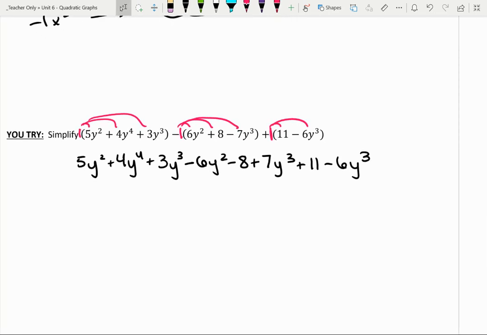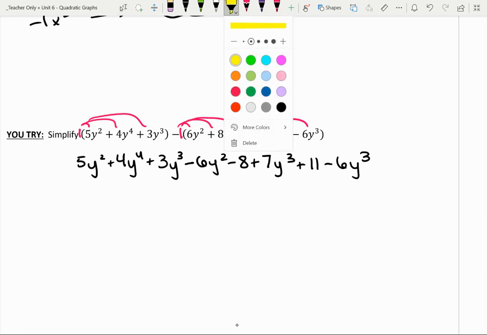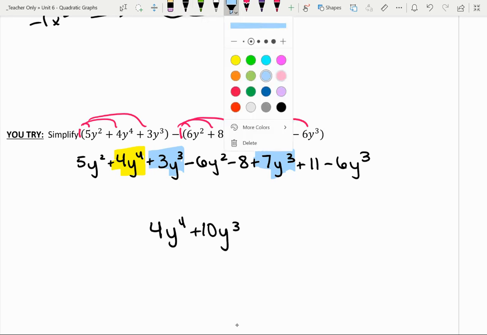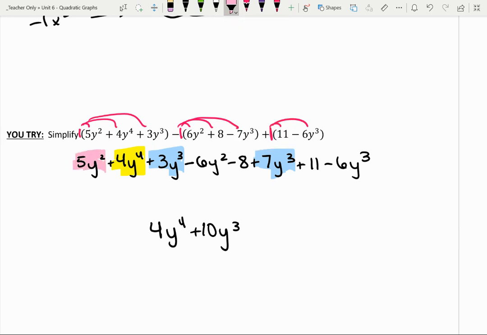So we've got some different variables here going on, but I'm looking for, what is my largest exponent? My largest exponent in this case is a 4, and it doesn't have anything to combine with. So I'll just have 4y to the 4th out in the very front. And then my power of 3, I have 3y to the 3rd plus 7y to the 3rd, which makes 10y to the 3rd. And now I can look at my squared, 5y squared minus 6y squared.